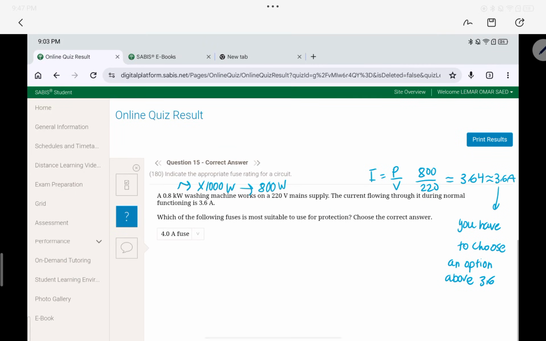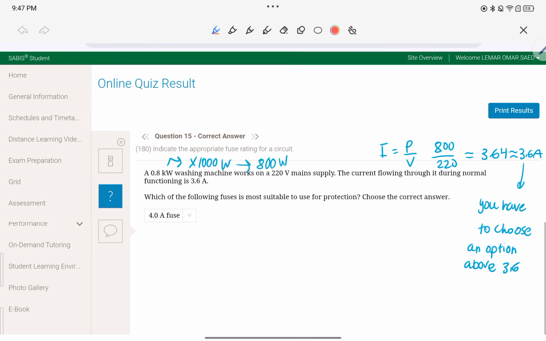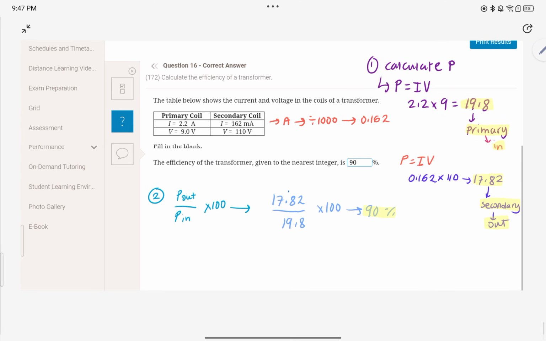We have two more questions left, finally. Most suitable, it doesn't have to be it, like I said in the ones before. They already gave it to you, but why not solve it? You have to multiply by 1,000 to get it in watts. It's 3.64, which if you round it you get 3.6. You have to choose the option above 3.6, not 3.6 itself, like I said in the other one, which is 4 here in the options.